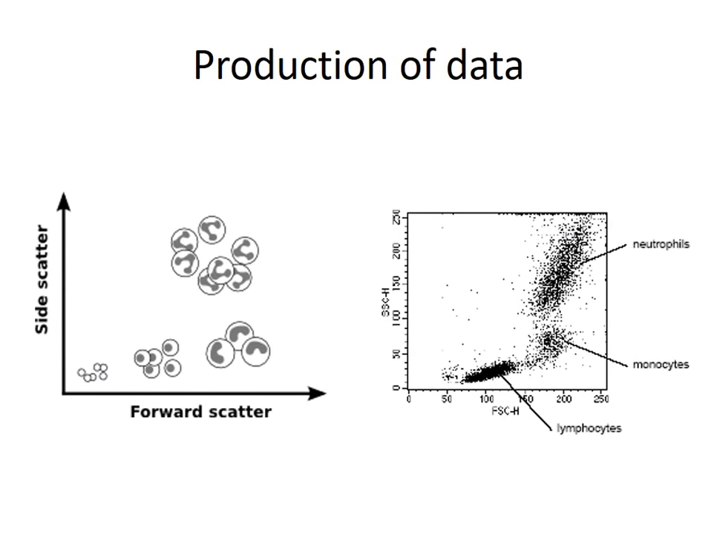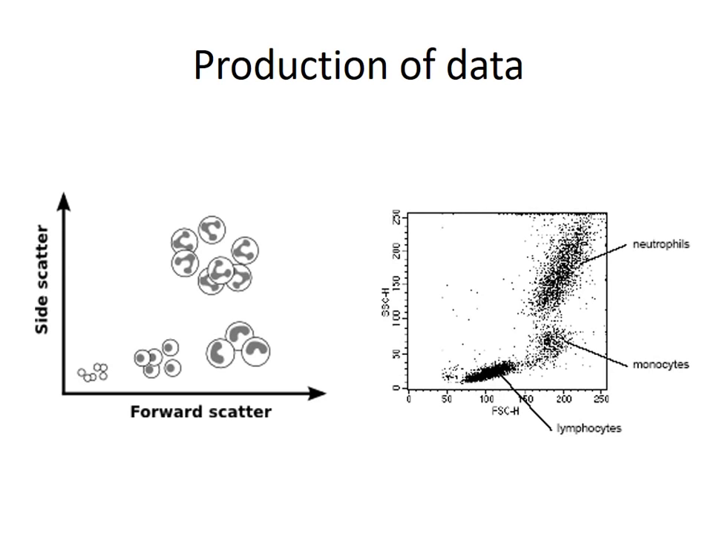The fact that lymphocytes are A, small, and B, have low internal complexity, that's why I can deduce that this is likely to be lymphocytes. Because they're low forward scatter, which means they're small, and they have low side scatter, which means they have very low internal complexity. Whereas if I move to monocytes, the reason I'm able to distinguish monocytes from neutrophils is monocytes have less internal complexity than neutrophils.